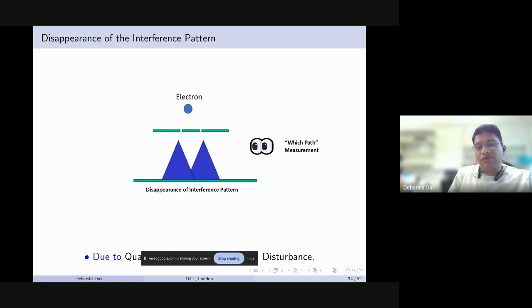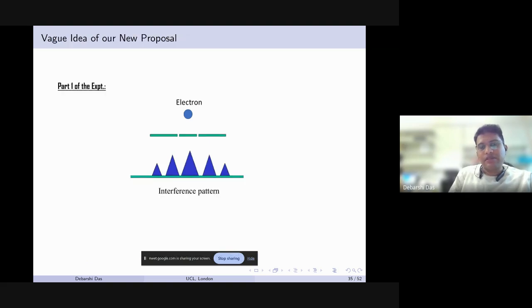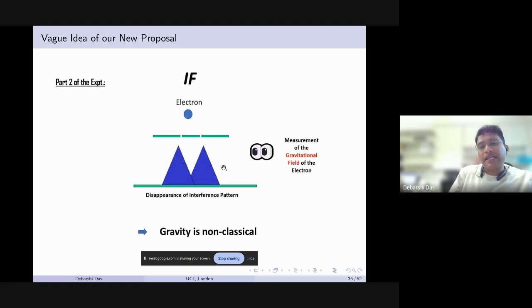Now, our proposal is that in the first part of the experiment, we suppose we observe an interference pattern with the electron. Then in the second part, instead of doing a which-path measurement, we perform a measurement of the gravitational field of the electron. And if due to this measurement the interference pattern disappears, then it will imply that gravity is non-classical. Why? Because it will imply that due to this measurement of the gravitational field, the superposition of the space-time is destroyed, which is destroying the spatial superposition of the electron.